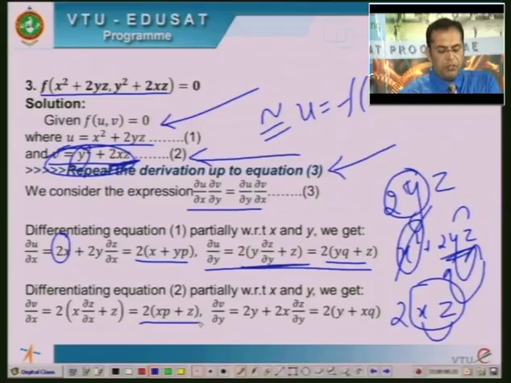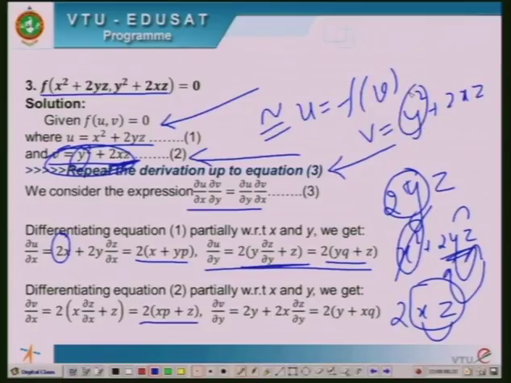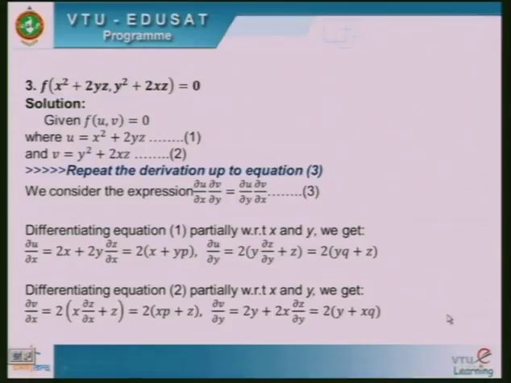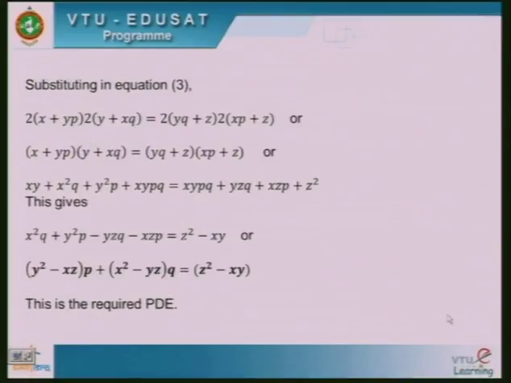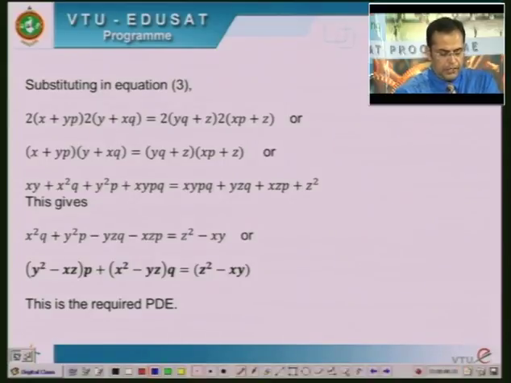Now, as far as dou v by dou y is concerned, because v is y square plus 2xz, y square is 2y, and in 2xz, 2 and x are constants, leaving you with the derivative of z as dou z by dou y, which is 2 times y plus x into q. Again, substitute that in equation 3, dou u by dou x into dou v by dou y equal to dou u by dou y into dou v by dou x, which gives you this expression.